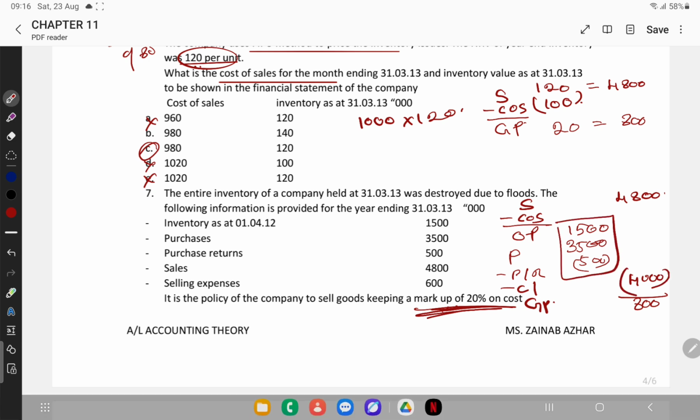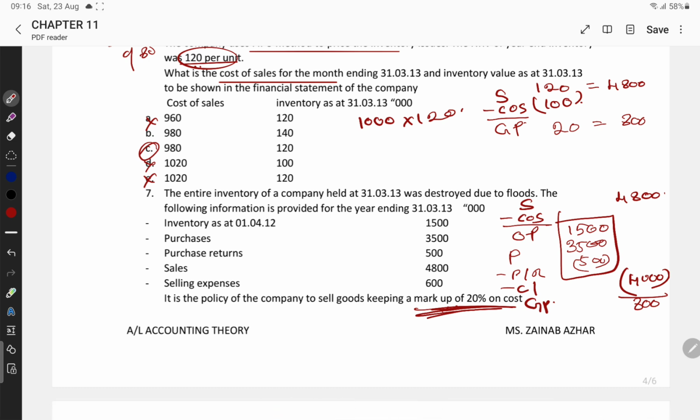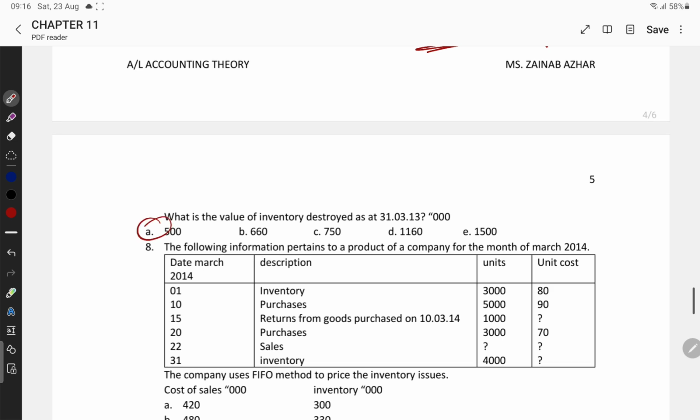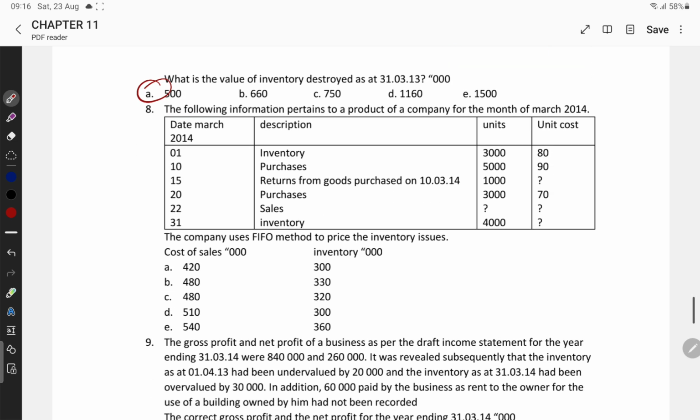So when I do this calculation, that is 1500 plus 3500 minus 500, it is 4500. So 4500 minus your closing stock, your cost of sales is 4000. Take x to the other side, bring 4000 to this side, it will be 500. So your closing stock destroyed due to fire is 500,000.